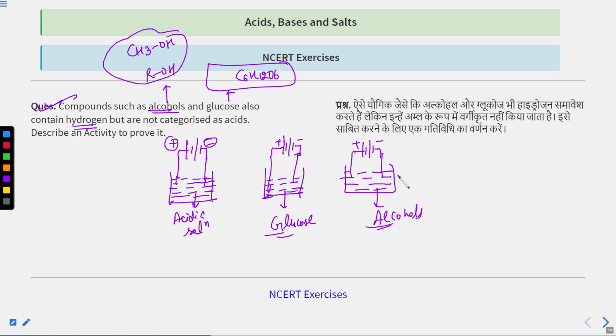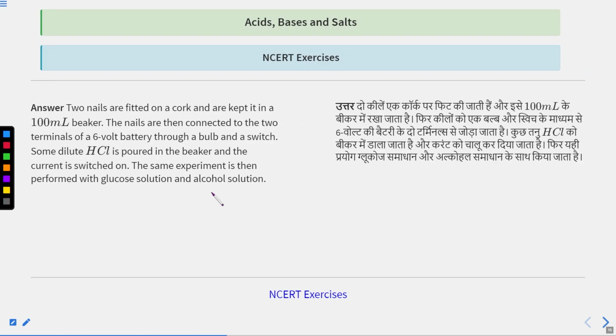as acids because they are not providing H positive ions. But like an acidic solution, which can provide H positive ions, it can be an acid. So, 2 nails are fitted on a cork and are kept in a 100 ml beaker. You can do this other experiment as well.